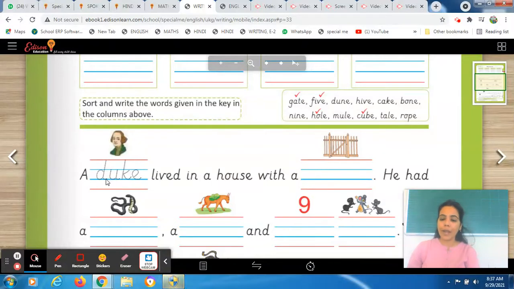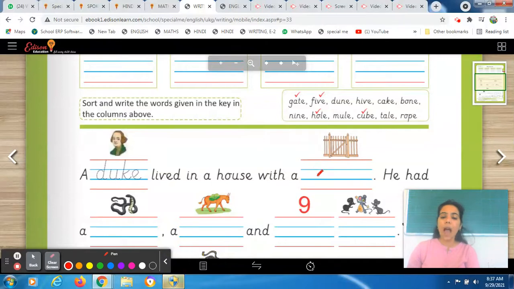So what is the spelling of Duke? You have to concentrate on the sound. Duke. What is the sound? It's a UE sound word. U-K-E, Duke, right? Now, in the same manner, we have to see the next picture. If you see the next picture, tell me what is there in this picture? Ma'am, gate. Very good.